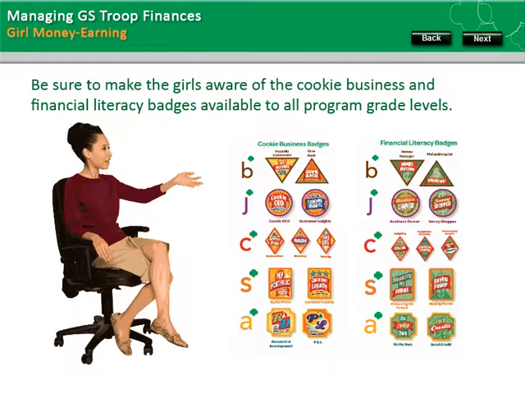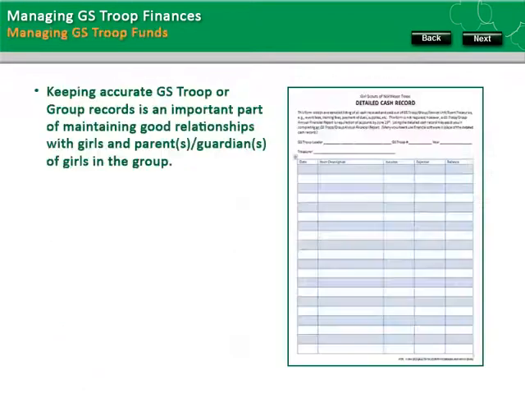money earning activities. Once the annual plan for activities and budget is created, accurate troop records should be maintained, including financial information. Keeping accurate GS troop or group records is an important part of maintaining good relationships with girls and the parents and guardians of girls in the group. Remember, the funds belong to the group of girls, not any one individual, and most importantly, not the adults.